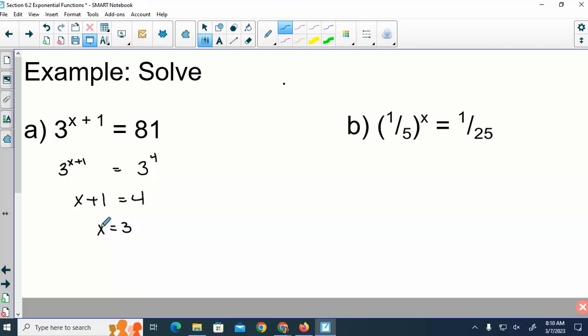X is 3. And you can always check on these. If you plug in your 3, you get 3 to the 4th, which is 81. It does work. That's all it is.